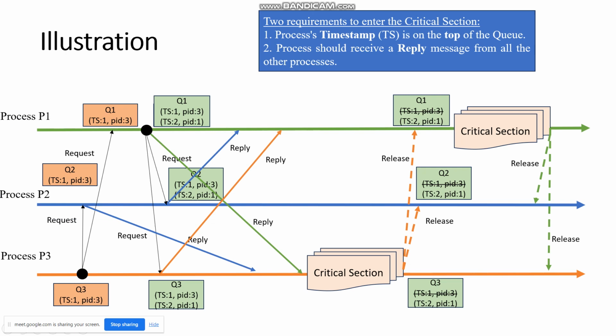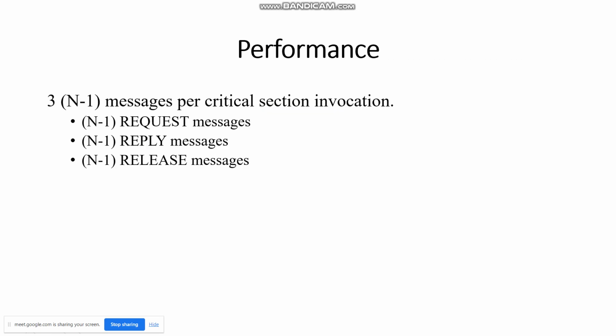How many replies does P3 receive? 1, 2. There are 2 replies. How many releases? After exiting the critical section, P3 sends 2 releases, 1, 2. Got it? So there are 2 request messages, 2 reply messages, and 2 release messages for a particular critical section. For a single critical section entry and exit, the invocation needs 2 request messages, 2 reply messages, and 2 release messages. So that's what is given: 3 times (n minus 1) messages are communicated per critical section invocation. So that's all.